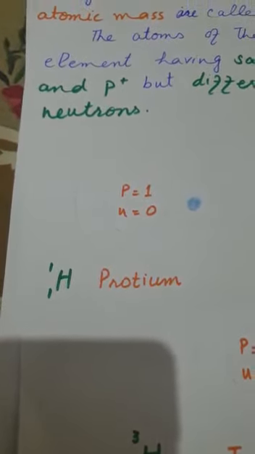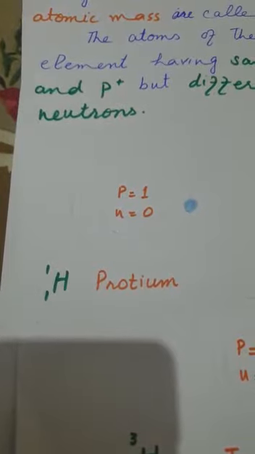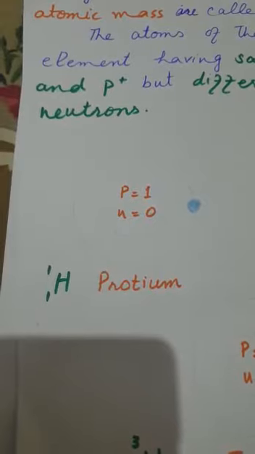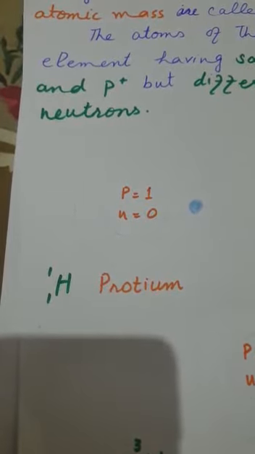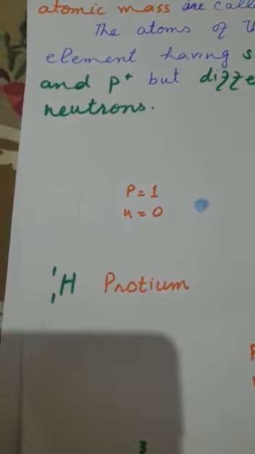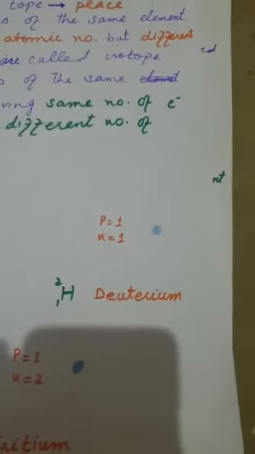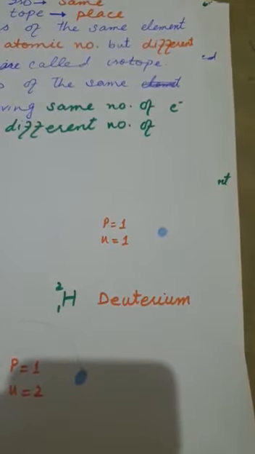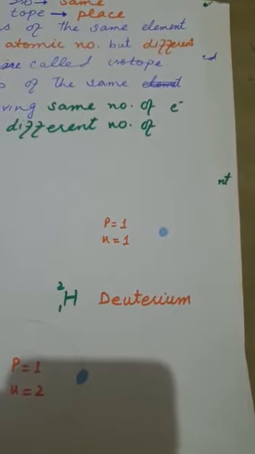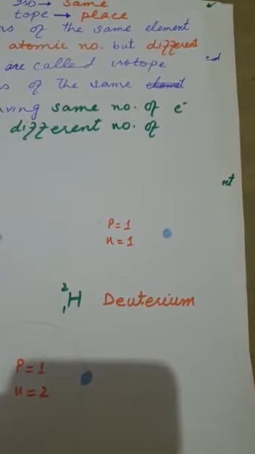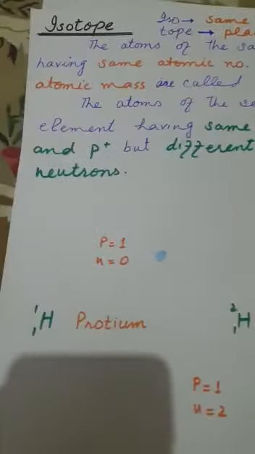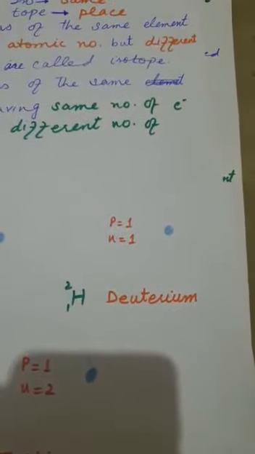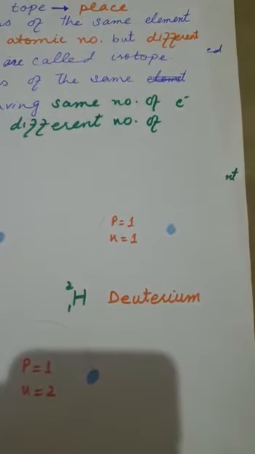The symbol for hydrogen is H. The number below the symbol is the atomic number, and the one above the symbol is the atomic mass. So atomic number 1 and atomic mass 1. The second isotope of hydrogen is known as deuterium. It is also known as heavy hydrogen, and here the proton is 1, electron is 1, but neutron is 1. In the previous case there was no neutron in protium, but there is one neutron in the nucleus of deuterium.